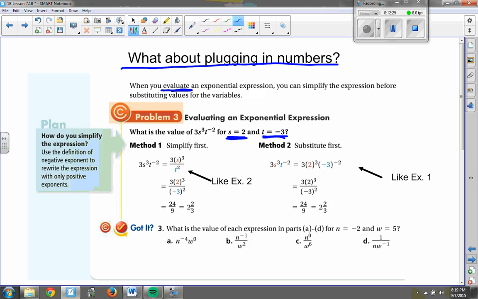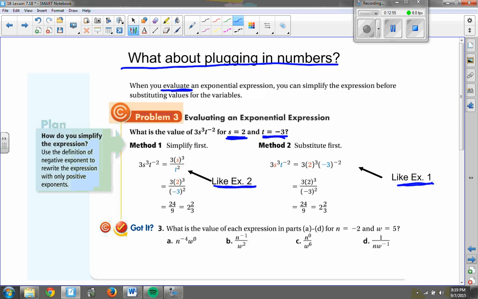Two choices here. One of them is going to look a lot like what we did yesterday in example problem 1, back on the top of page 419. The other is going to look a lot like what we just did earlier in this video on page 419 at the bottom in example problem 2. I'm going to go through method 1 because that's what this video is all about.